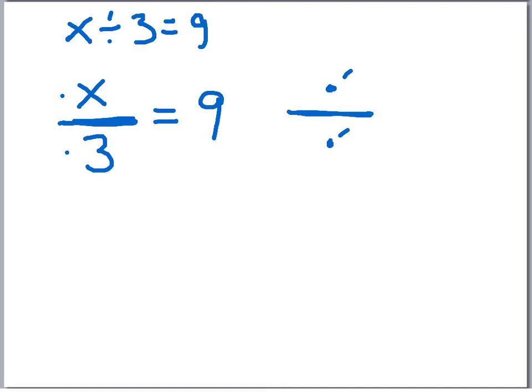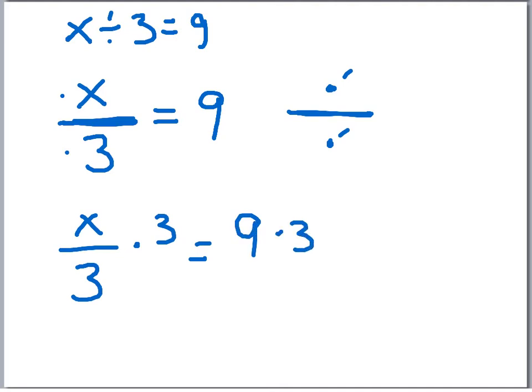To finish this problem then, we're going to have to get rid of this divide by 3. So to do that we have to do times 3. So that's going to look like this: X divided by 3 times 3 equals 9 times 3. You've got to pay attention to this. When you're looking at this, X divided by 3 times 3, the times 3 and divided by 3 are going to cancel out. So you'd be left with X equals 9 times 3, which is 27.